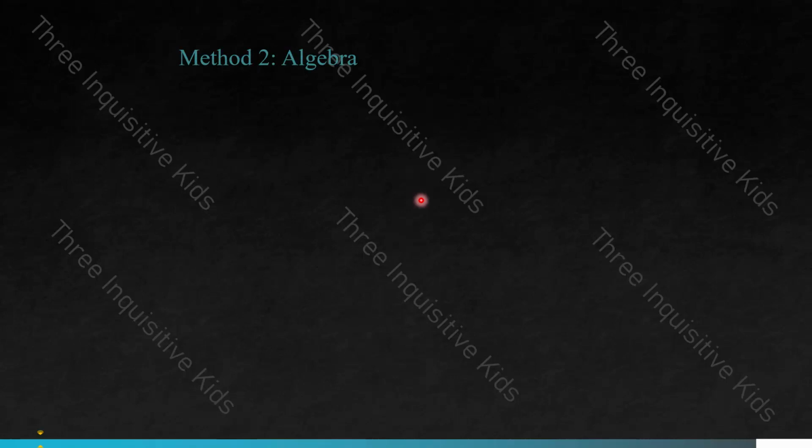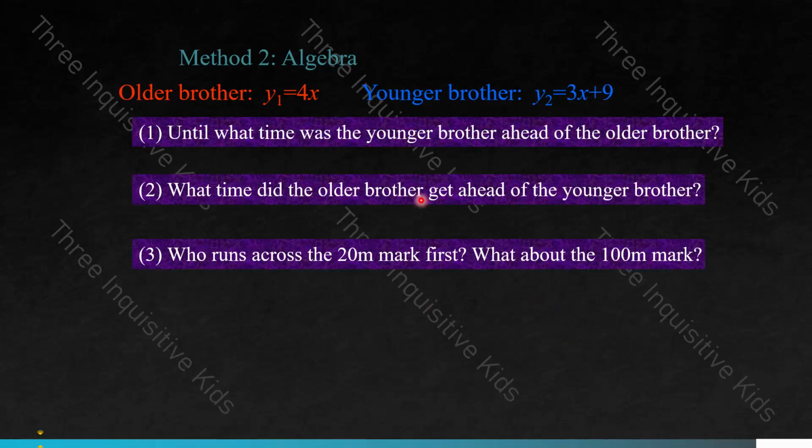What about the algebraic method? Well, here are the functions for each of the brothers. Now we are going to answer the same 3 questions. Until what time was the younger brother ahead of the older brother? How we can express this is by using the distance of the older brother, which is 4x, less than the distance run by the younger brother, which is 3x plus 9. Simplified, we have x is less than 9. So it would be before the 9th second mark.